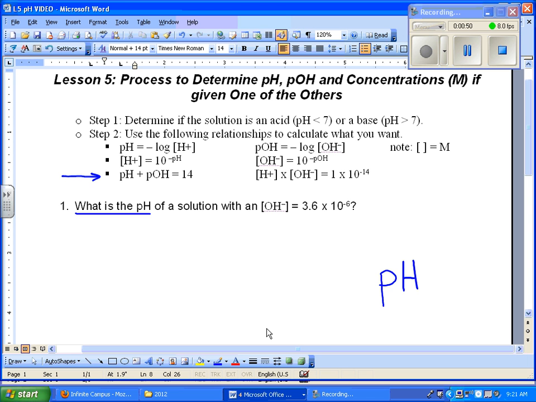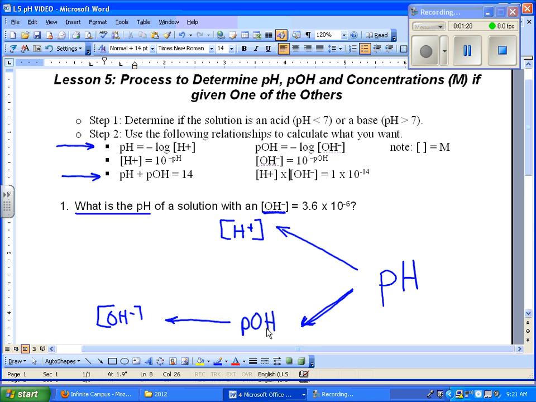Here's a relationship with pH, and here's a relationship with pH. So if we had an H plus concentration, we could determine pH, and we could determine it if we had a pOH. We can actually go a couple of different directions on this. Since I've been given a hydroxide concentration, I might want to go this route. From an OH concentration, I can determine the pOH.